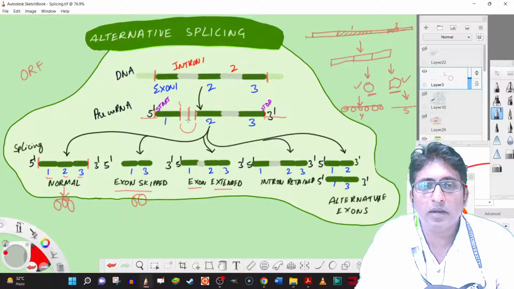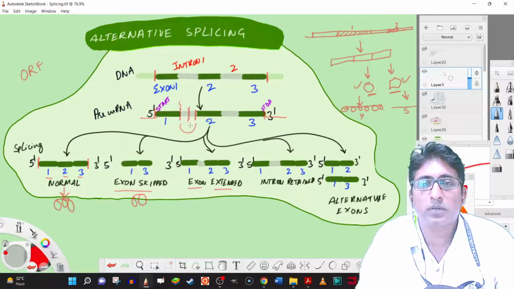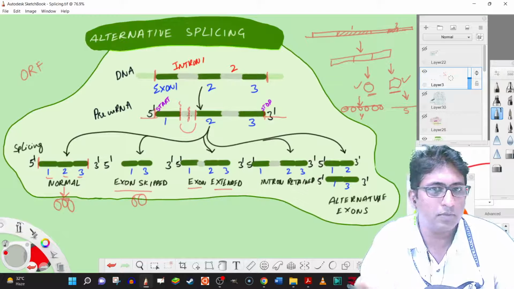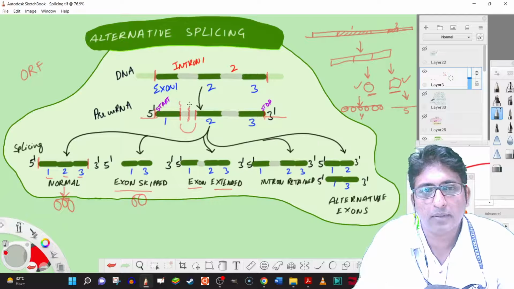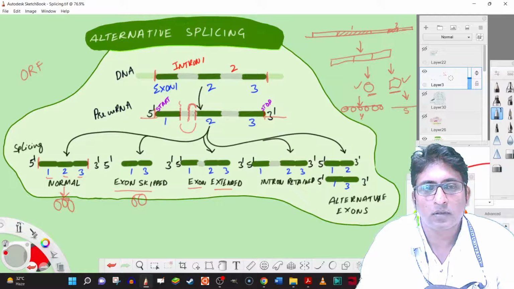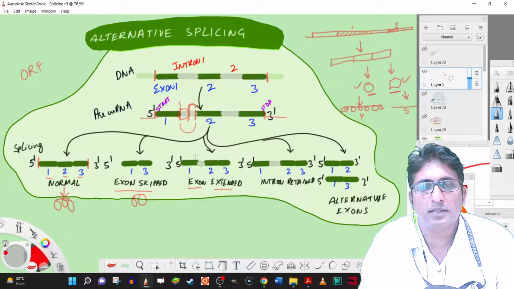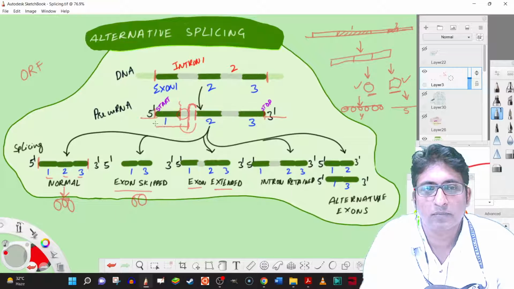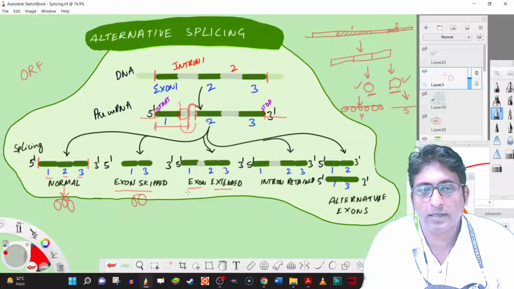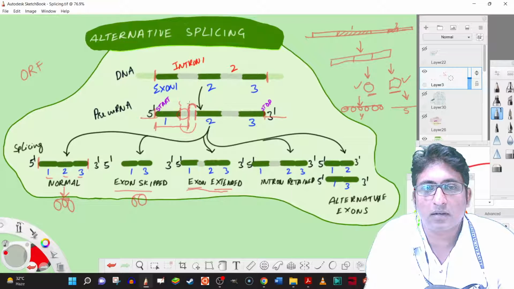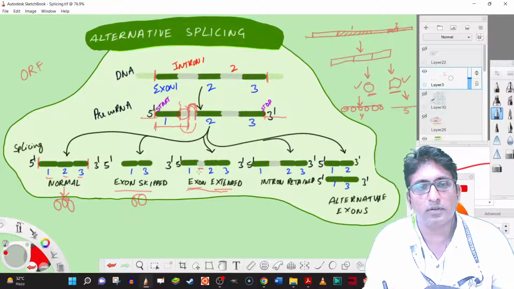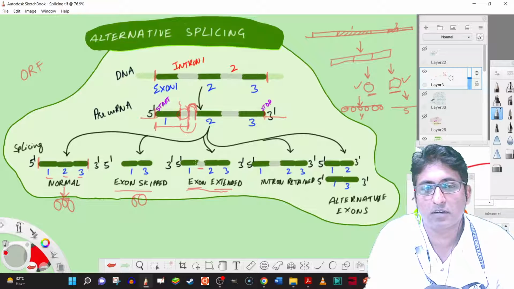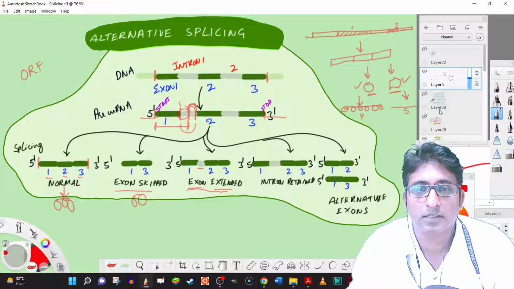But because there might be, in some cases at least, sequences that are similar to that of the 5' splice site, what may happen is splicing could occur between these two. So the intron fragment might be left out, and it might be considered from here till here as one exon. That's why we call it exon extended. If splicing occurred between these two, we would have a small fragment of intron left out or considered as part of exon. So we call that the exon extended type.